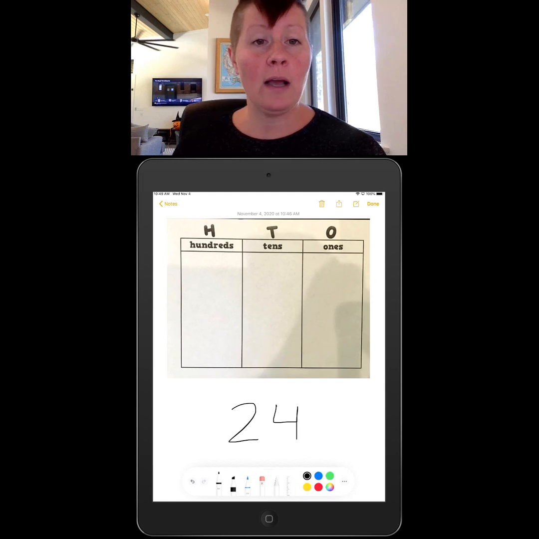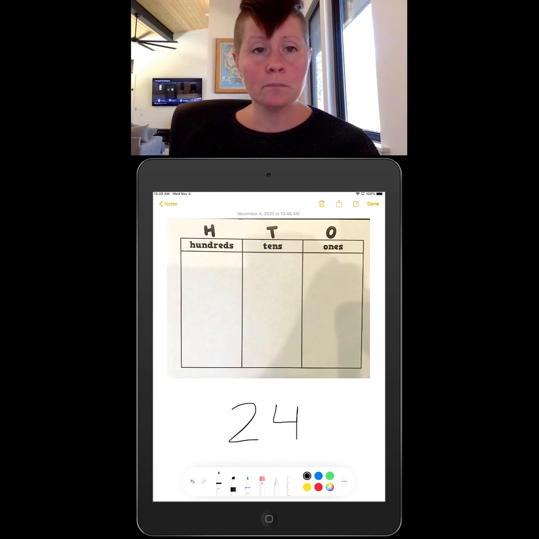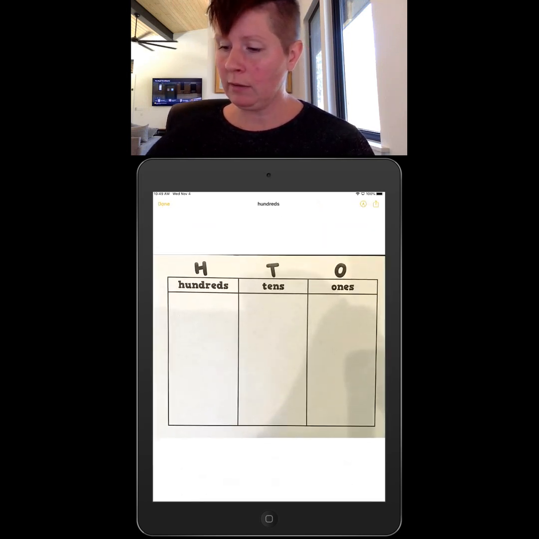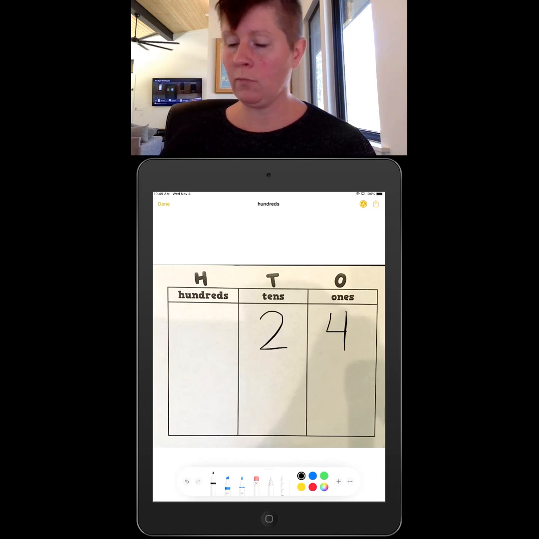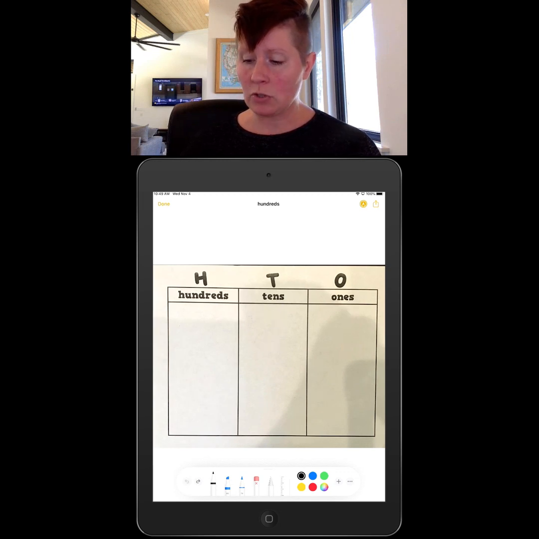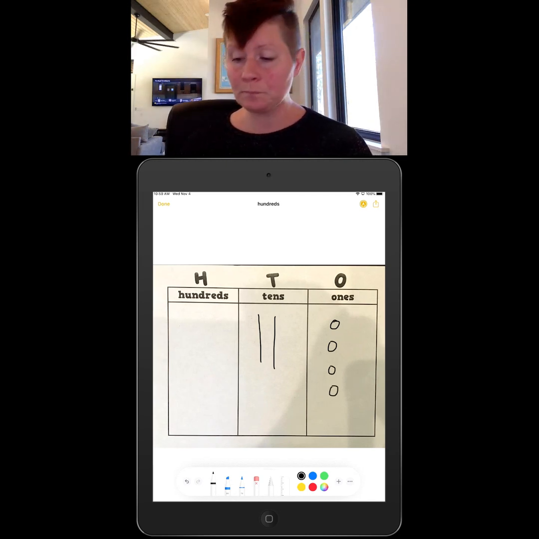I've already written a number for you on the bottom, the number 24. If you were to put 24 in this chart just with the numbers, it would look like this. You would put 24. But I would like for you, instead of writing the numbers, to do it with your quick tens and ones. So it would look something like this: 2 tens and 4 ones. That is 24.